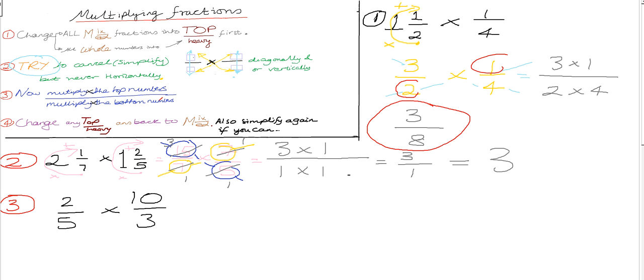So let's get the right color. Now we look at the 2 and we look at the 3. The 2 and the 3, can they cancel? Because they're both prime numbers. Okay. Let's look at the 5 and look at the 10. Will they cancel? Yeah. What will they cancel by? By 5. So 5 divided by 5 is 1. 10 divided by 5 is 2.